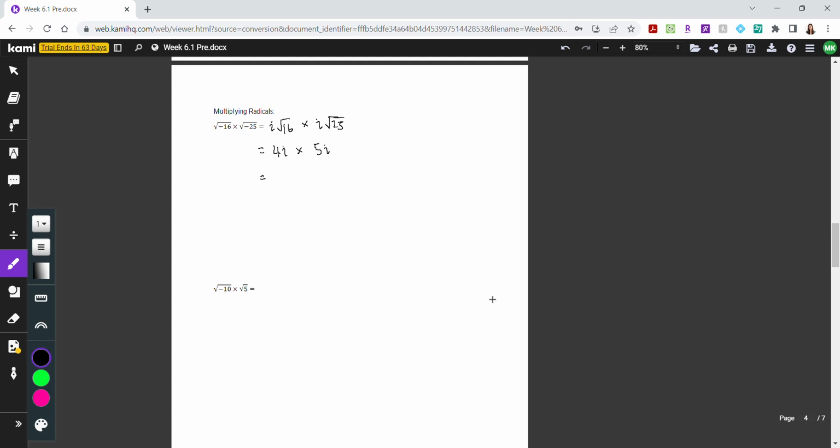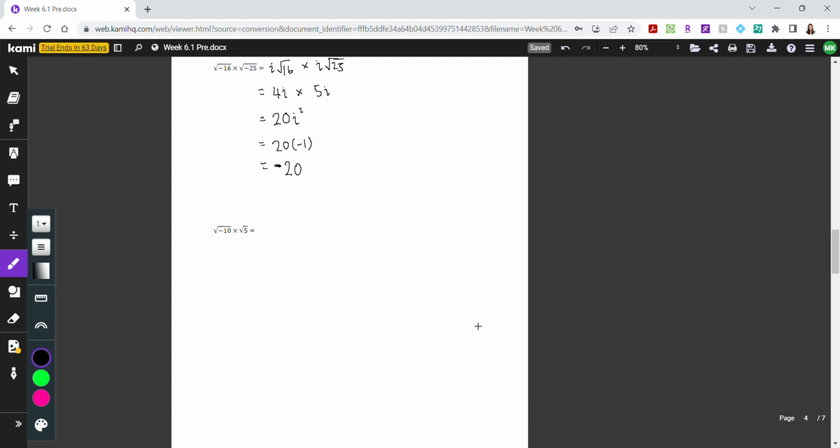Now we can multiply it together. So 4 times 5 is 20, and then i times i is going to give us i squared. Again, we know what i squared can be, right? So we have 20 times -1, which would give us the final answer of -20. All right.